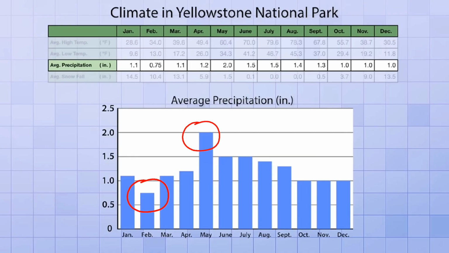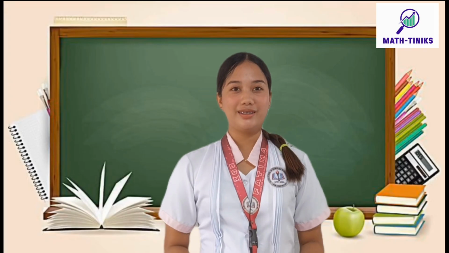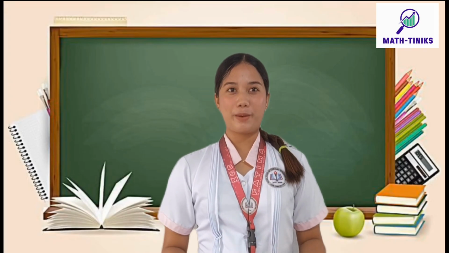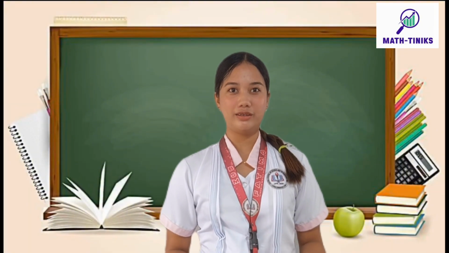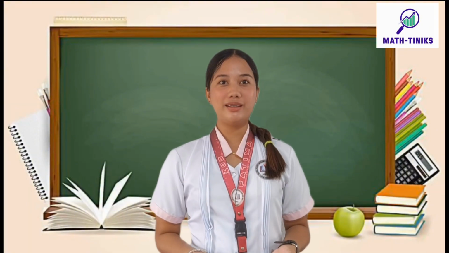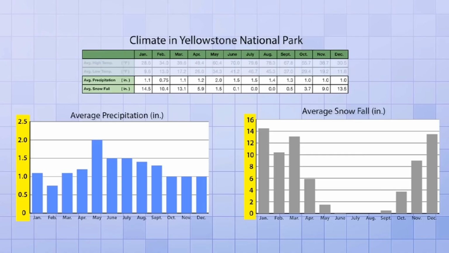Notice how easily the graph lets us see how the rainfall changes throughout the year. We can quickly find the highest and lowest month, because our brains are able to compare the size of the bars much faster than they can compare the numbers in the table. By looking at the scale on the left side of the graph, you can see that the bar represents 14.5 inches of snow.